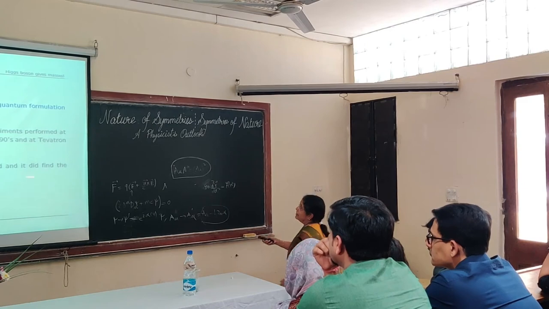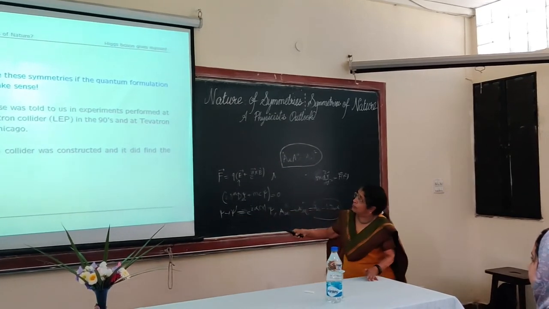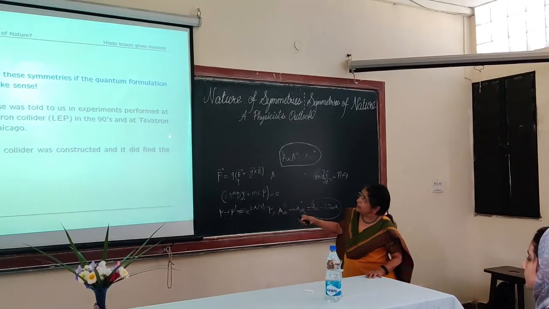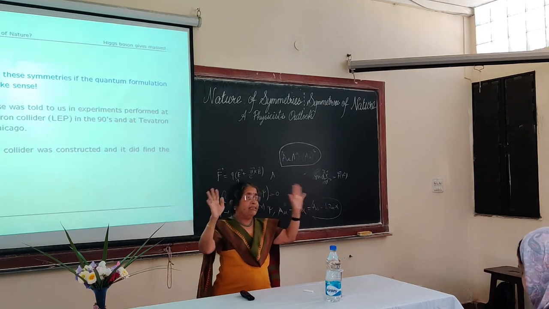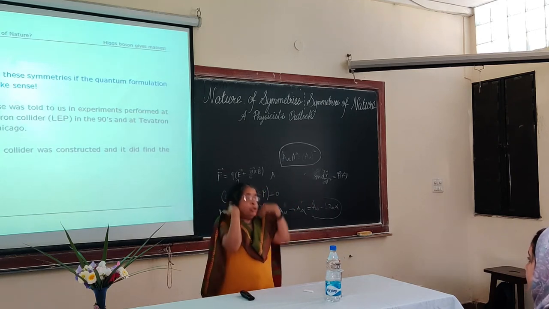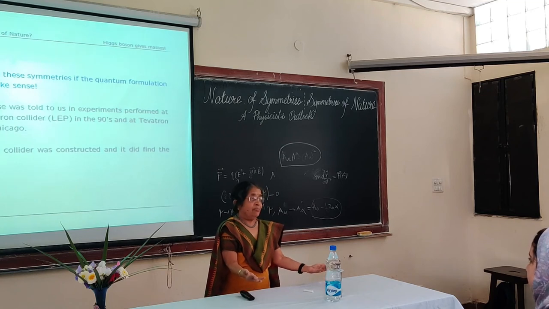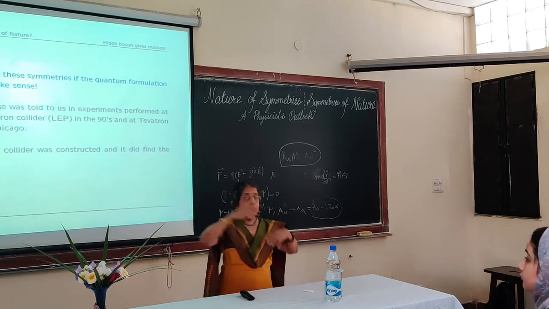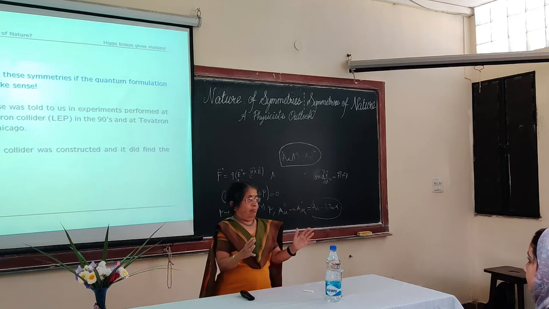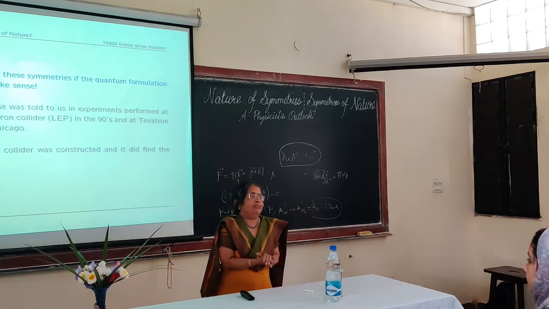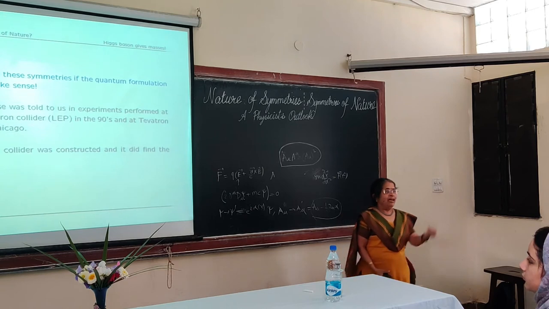Alright? And that these calculations do make sense was actually told to us by experiments which were performed at the Large Electron Positron Collider in the 90s and at the Tevatron Collider at Fermilab near Chicago in the USA. These experiments showed that the calculations I make, assuming there is a Higgs boson in the theory, and therefore the symmetry, and therefore I can do the calculations, were confirmed. So at this point you knew that the Higgs boson must exist and the theory must have the symmetry. So the last leg was to actually construct a collider and look for the results.